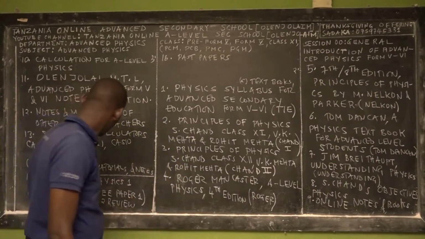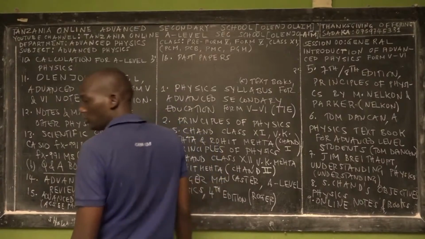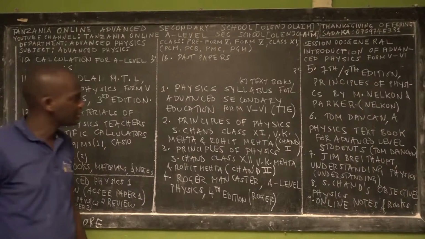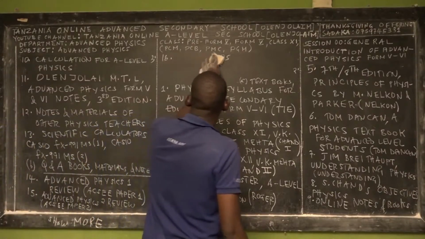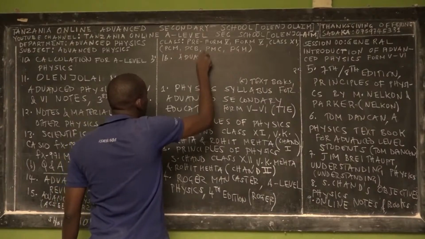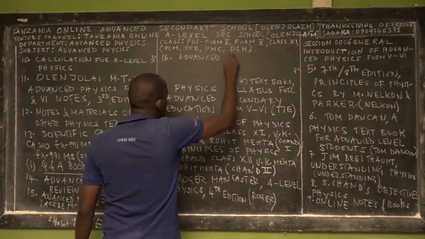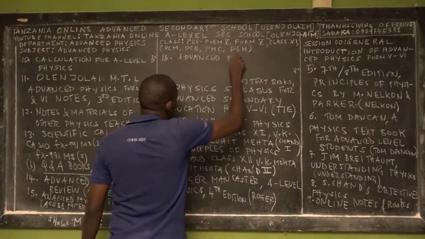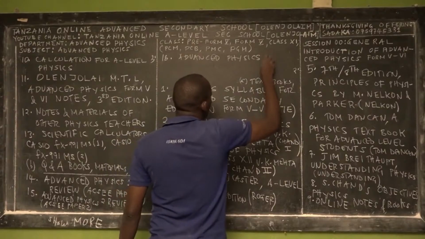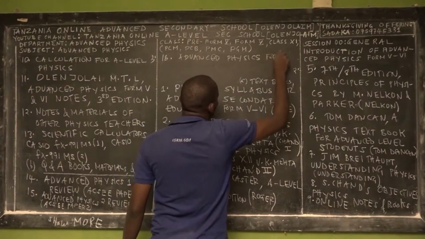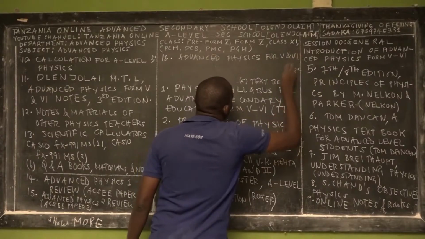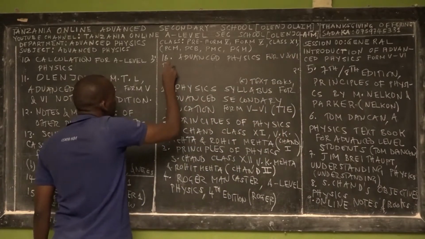Past papers, okay? So you also need past papers, reference Advanced Physics past papers, examination. So you need Advanced Physics Form 5 and Form 6 past papers.